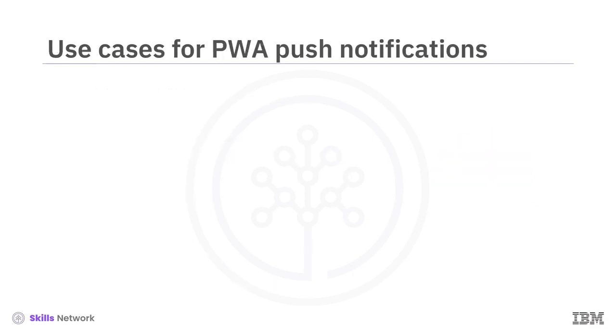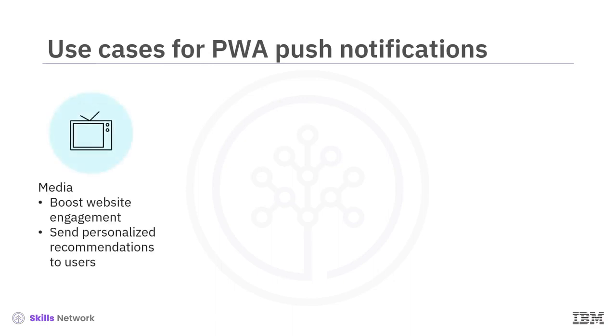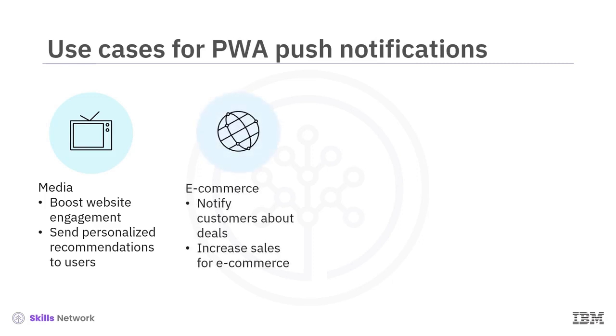Here are some cases of how you can gain profits from push notifications in various industries. Media and entertainment apps can boost website engagement and subscription by sending personalized recommendations to users as per their viewing or listening history. E-commerce applications can notify their customers about new promotions, new arrivals, and items left in their shopping carts, all of which can increase sales for e-commerce businesses.